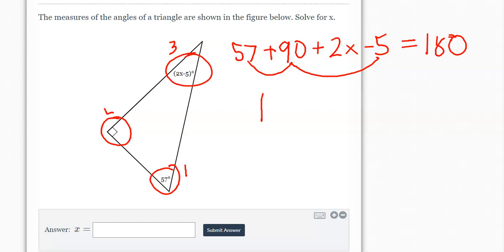147 minus 5 is 142. Plus 2, that's a little messy, but I think you know what I'm doing here. I don't know why my pen is acting all wacky.